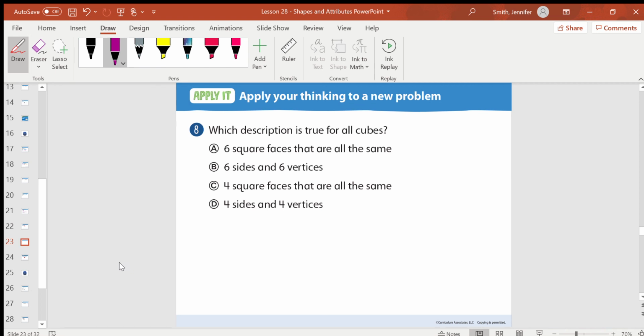Which description is true for all cubes? Do all cubes have 6 square faces that are all the same? Do all cubes have 6 sides and 6 vertices? Do all cubes have 4 square faces that are all the same? Do all cubes have 4 sides and 4 vertices? If you picked A, you would be correct. Remember, cubes have 8 vertices, and they have edges, not sides.